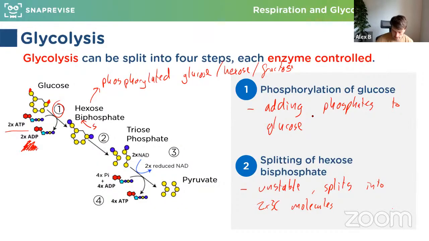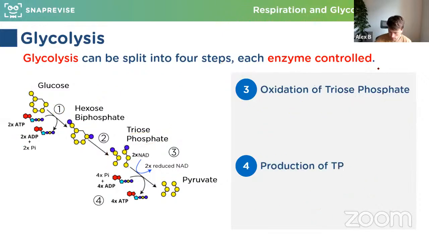So we've split our hexose bisphosphate. Now we've got our 2 3-carbon molecules called triose phosphate. This is also known as TP, often, just for short. And it's the same thing that you'll come across in photosynthesis. So maybe you recognize it from that as well. So our TPs, we're going to oxidize them. Oxidation and reduction always happen in tandem. So when one thing is oxidized, the other is reduced.